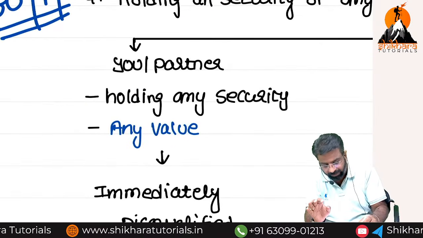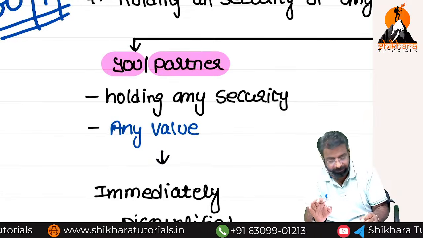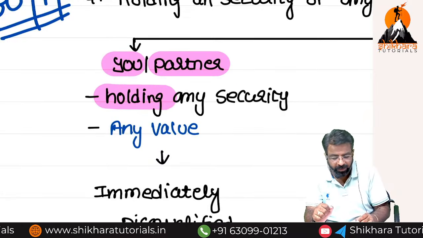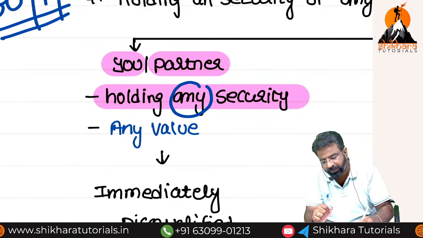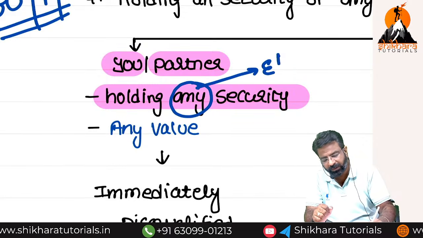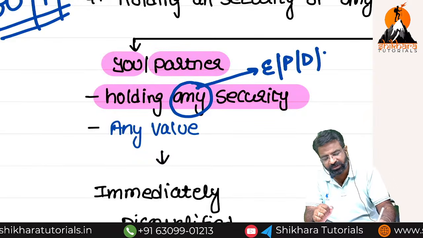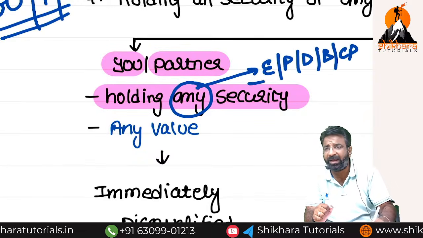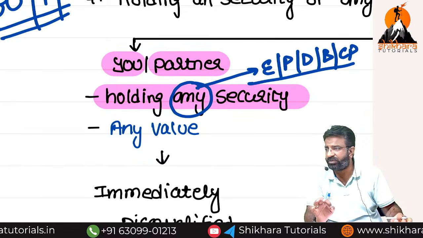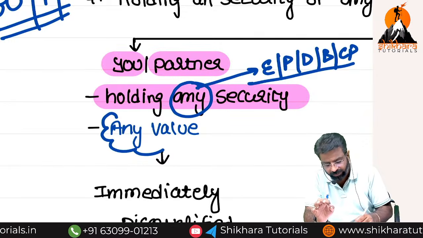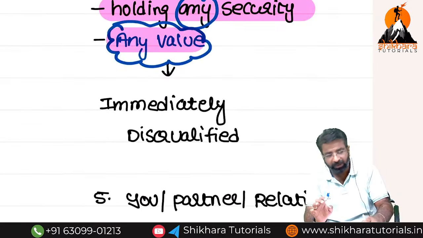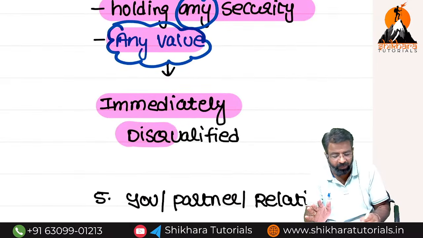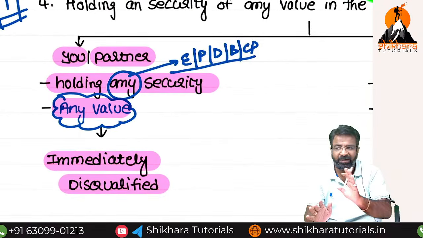Now read this point. If me or my partner hold any security. What do you mean by the word any? Equity, preference, debentures, bond, commercial paper. Any kind of financial instrument. Of which value? Any value. Even a single paisa value will make my whole firm immediately disqualified. Relative is not yet added.